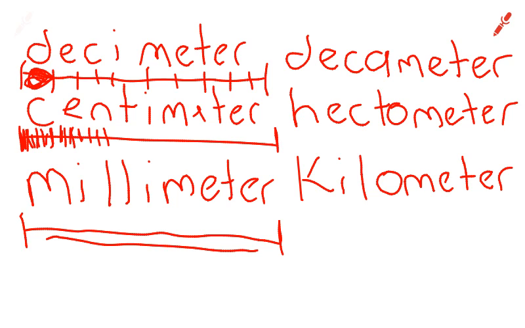Looking at our decameter. Decameter is 10 meters. Our hectometer is 100 meters. And our kilometer is 1,000 meters. So decameter is 10 meters. Hectometer is 100 meters. Our kilometer is 1,000 meters.